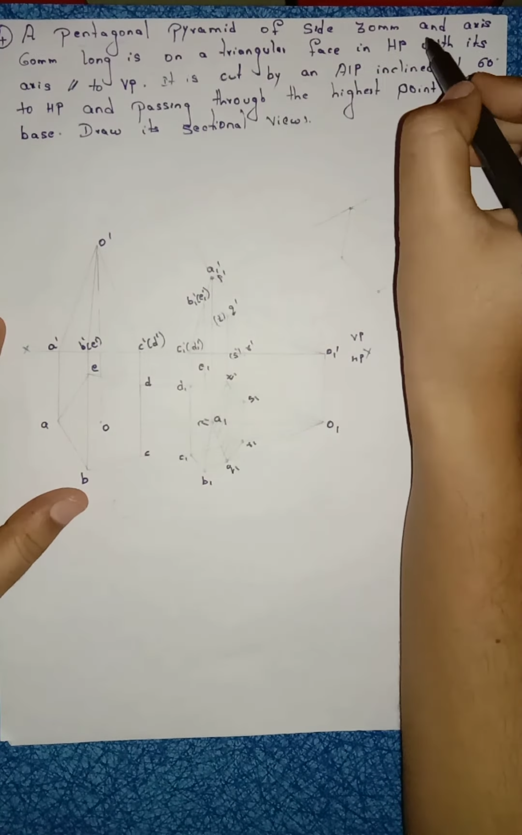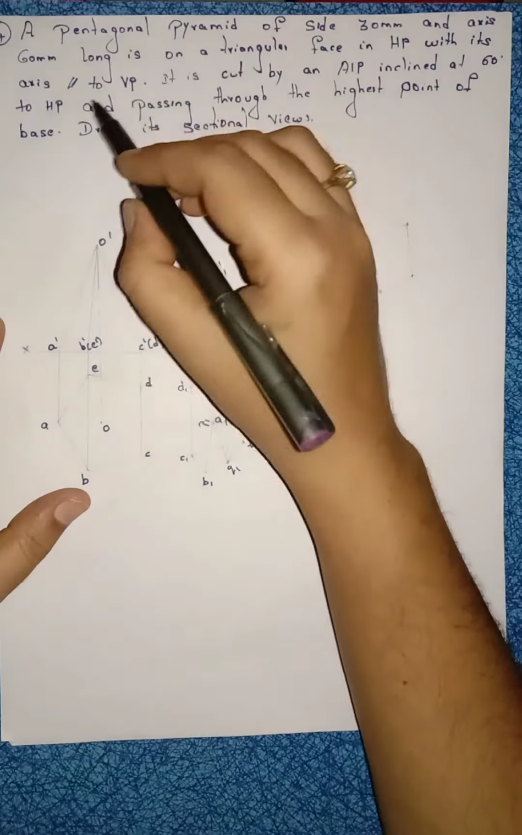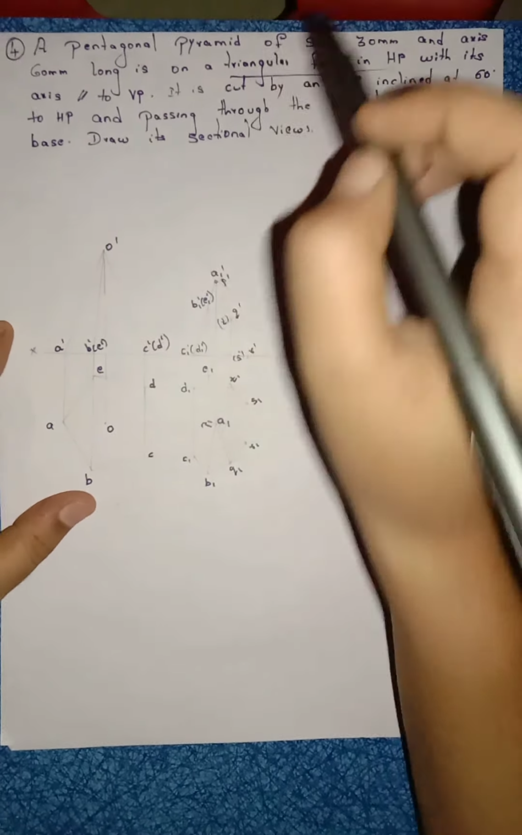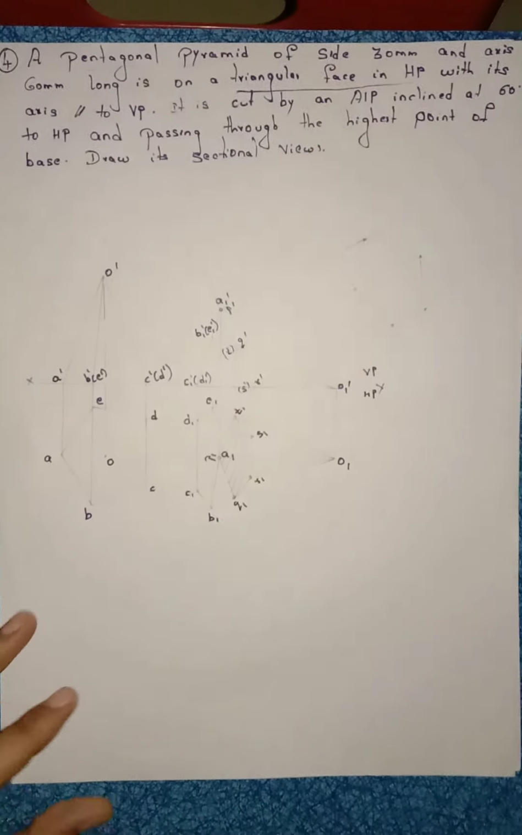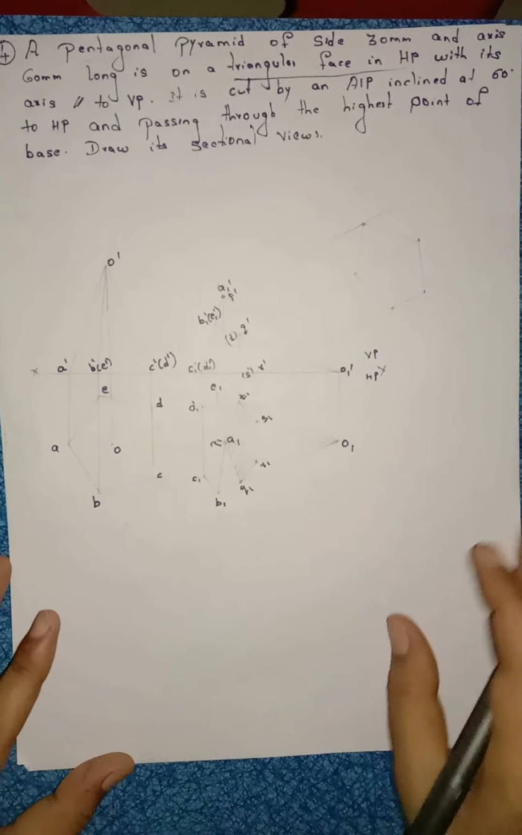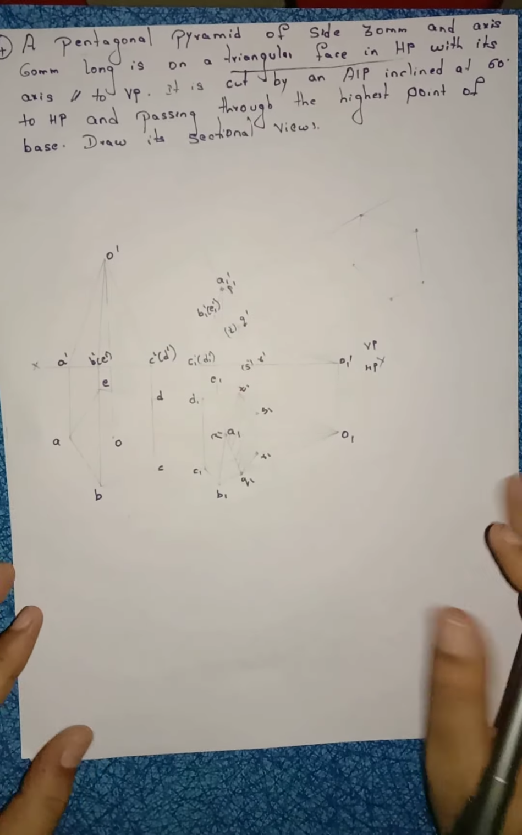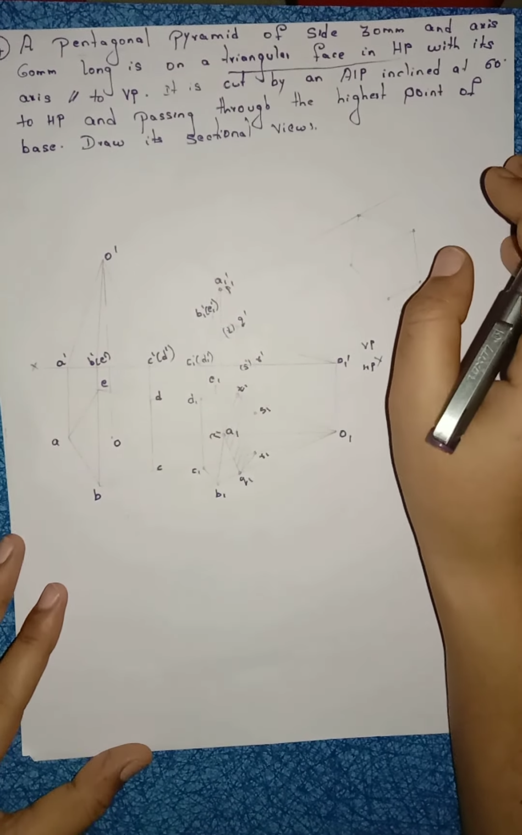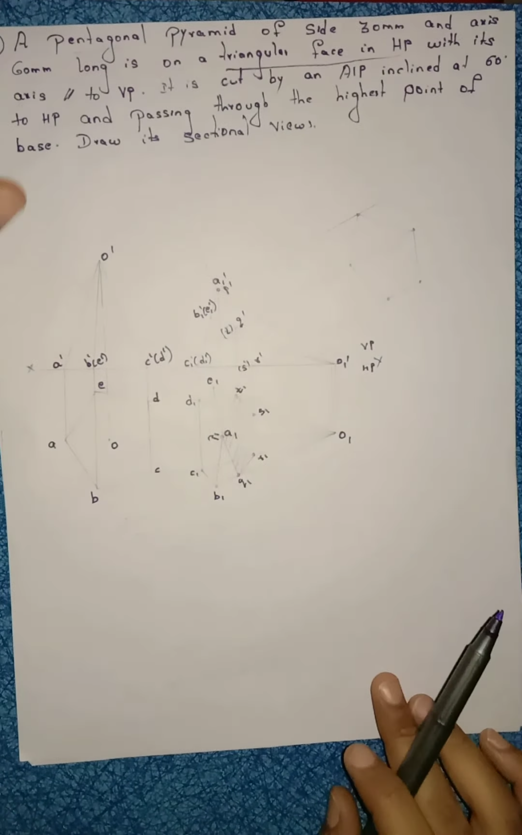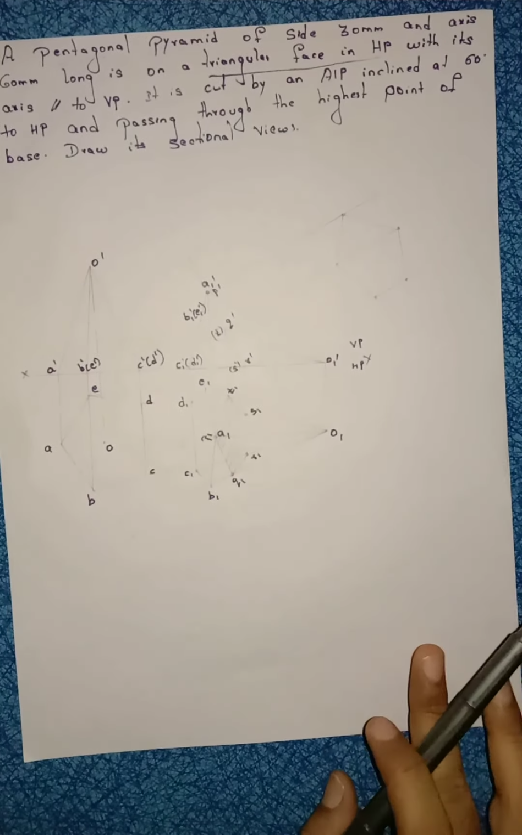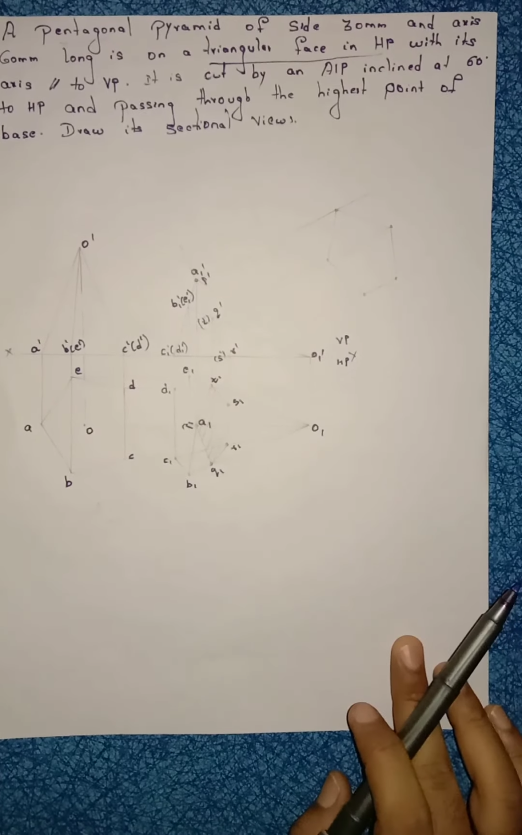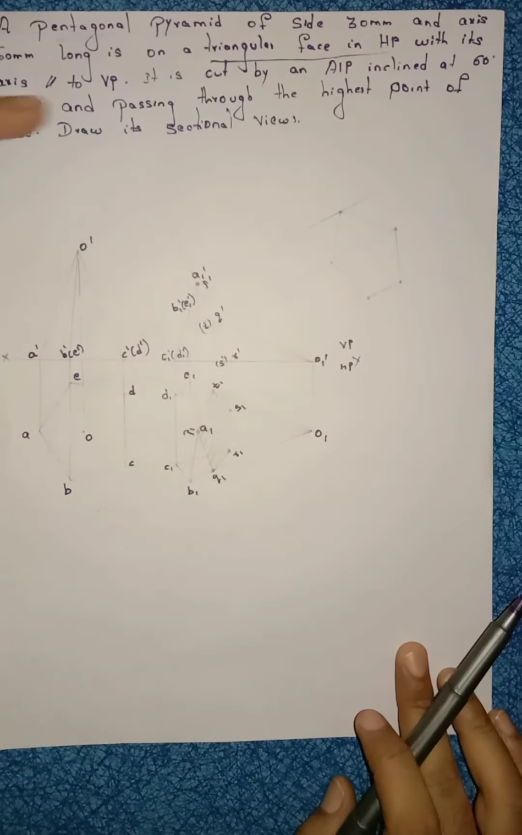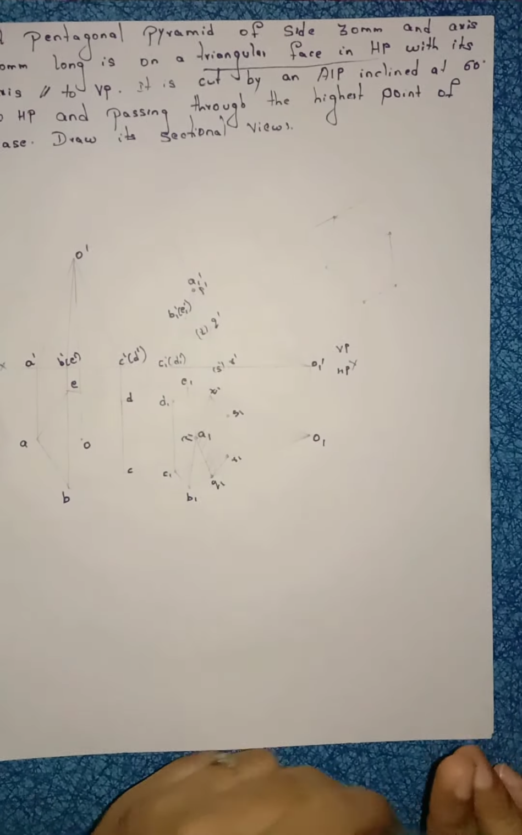A pentagonal pyramid of side 30 mm and axis 60 mm long is on triangular face in HP. They didn't mention any condition, so you can draw with corner or you can draw with base. But the next part is triangular face is on HP. In this problem, they didn't mention corner, side, edge, so you can draw with anything here. The condition is triangular face is on HP.